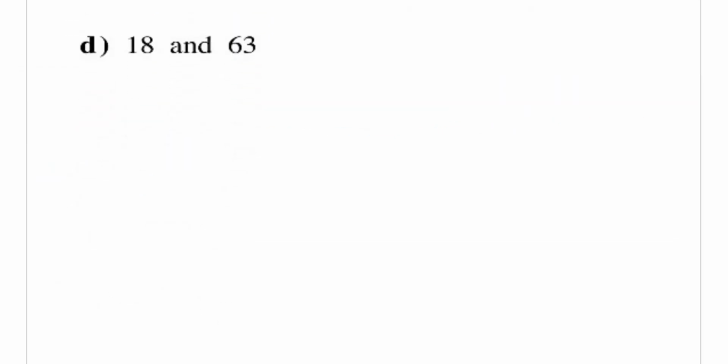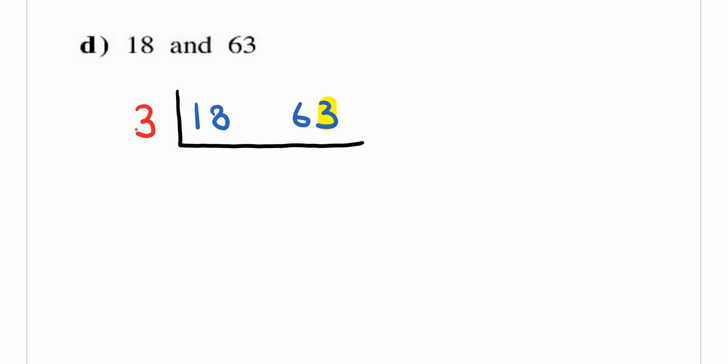Okay, let's move on. 18 and 63. So let's go ahead and write down 18 and 63. Sorry, not 18 and 6. 18 and 63. Let's use a table here. Definitely 2 will not work as a starting number because there's a 3 here. So let's go ahead and use the number 3 now. So 18 divided by 3 is going to be 6. And 63 divided by 3 is 21.